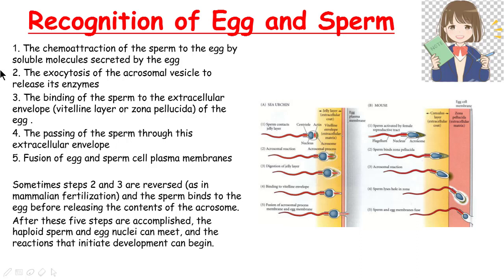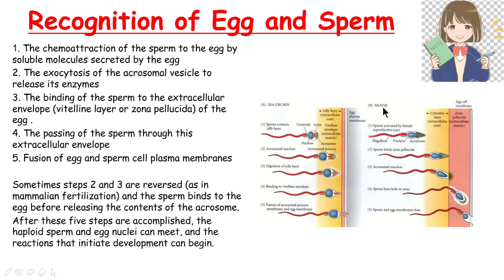Sometimes steps 2 and 3, these two points, are reversed, as in mammalian fertilization, where the sperm bind to the egg before releasing the contents of the acrosome. Okay, this is a diagram of the sea urchin and this is the mouse, which shows the sperm contact. You can see the acrosomal reaction, digestion of the jelly, binding of the vitelline envelope, the fifth point, the fusion of the acrosomal process membrane and the egg membrane, and this is the plasma membrane.